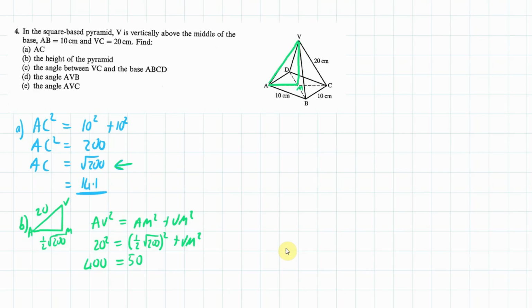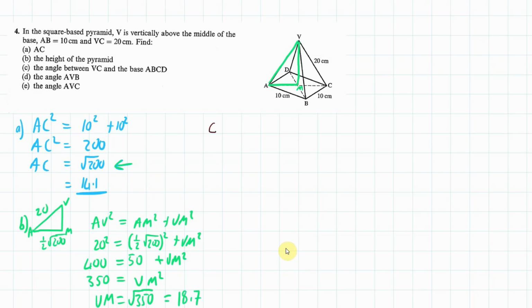Okay, plus Vm squared, and then we rearrange that. So I'm going to bring that 50 across to the other side. So I should get 350, because I'm subtracting it, should be equal to Vm squared. And so Vm is equal to the square root of 350. And if I wanted to, I could just type that into my calculator, and I get 18.7.